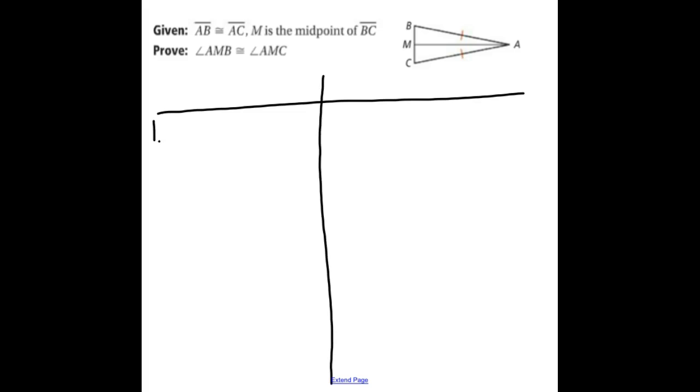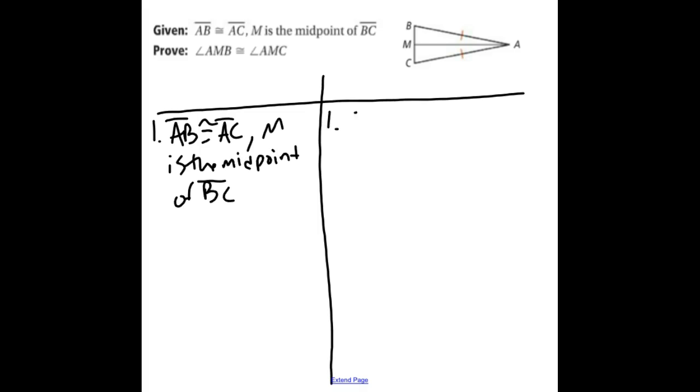So it says, given that AB is congruent to AC and M is the midpoint of BC, prove that you've got congruent triangles. So let's set up our two-column proof. Let's start by putting in our given. AB is congruent to AC. M is the midpoint of BC.